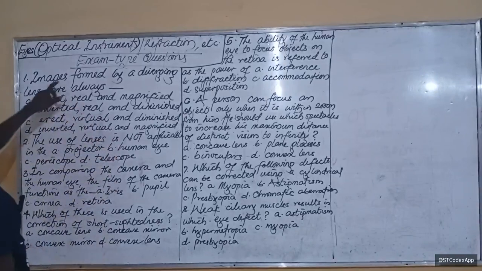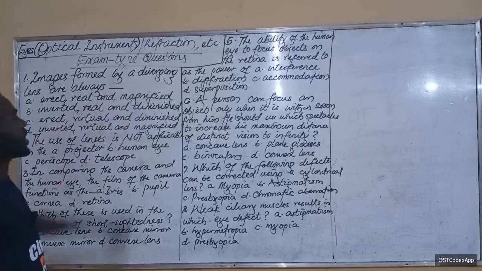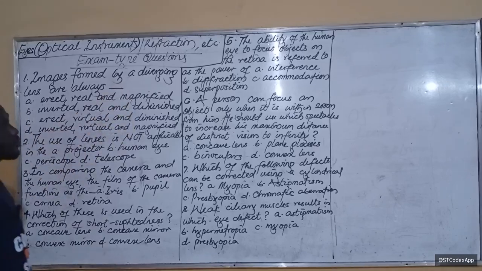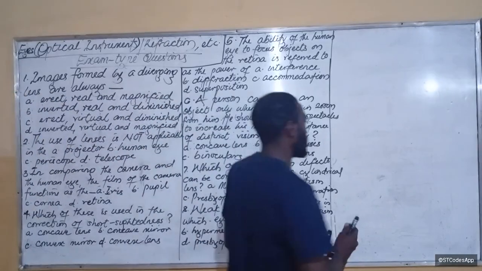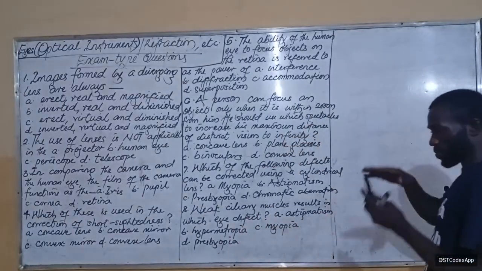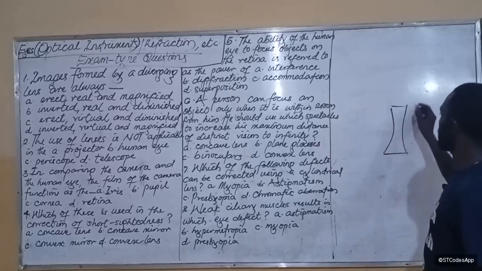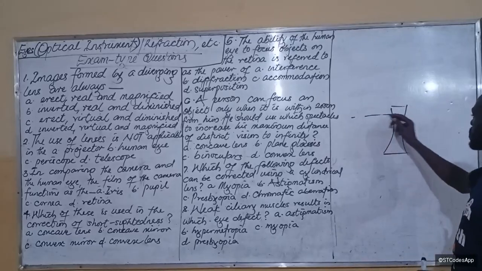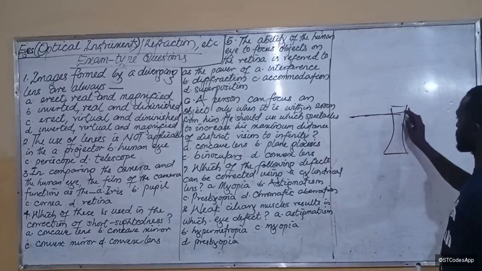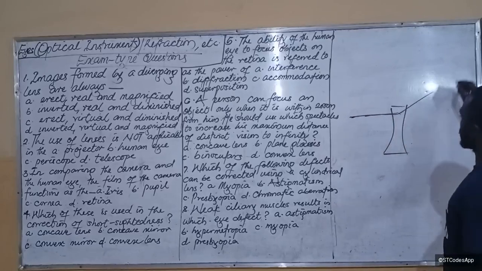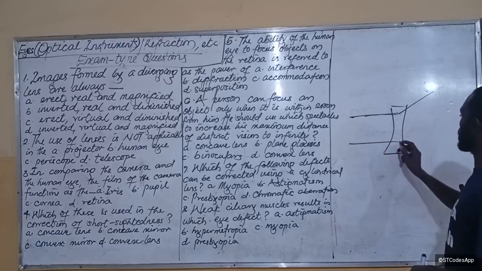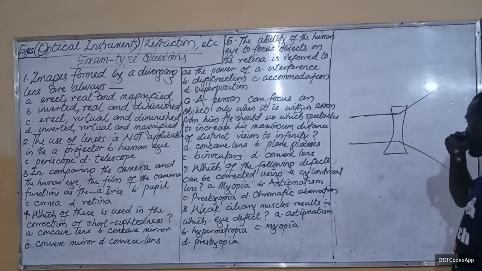Now the first one says images formed by a diverging lens are always dashed. So what's a diverging lens? A diverging lens, like the name implies, diverges light, yeah? So it's going to be a concave lens. You see that? So a concave lens, once a ray of light gets here to the center of the distance, it diverges. A ray of light gets here at the center, from the center it diverges, okay?